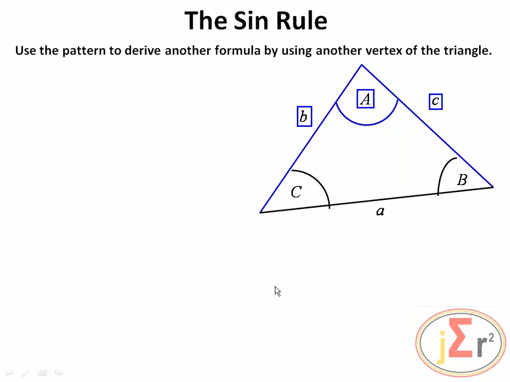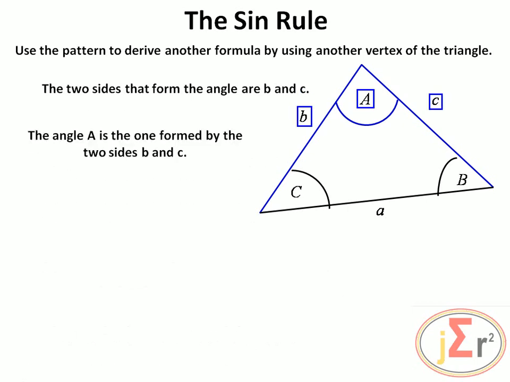We are going to use that same pattern to derive another formula, and we are going to be using another vertex. When we use the vertex, we have to use the two sides that form the vertex, and of course the angle involved. The two sides that form the angle are B and C, as you can see. And there you are taking a look also. The angle A is the one formed by the two sides B and C.